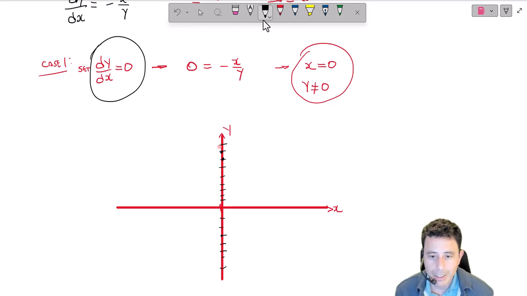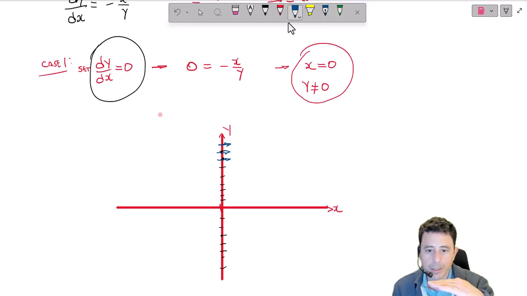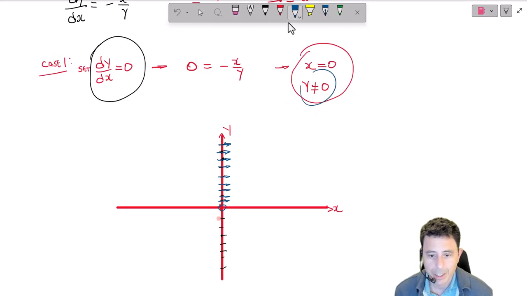That means in all those points, we can draw the little arrows. The little arrows will be horizontal, because derivative equals 0 means that the slopes are 0. So the tangent lines are all horizontal like this. Here, there's nothing going on because remember, y has to be different than 0. But everywhere else along x equals 0, the slopes will look like this. So we can keep this information.